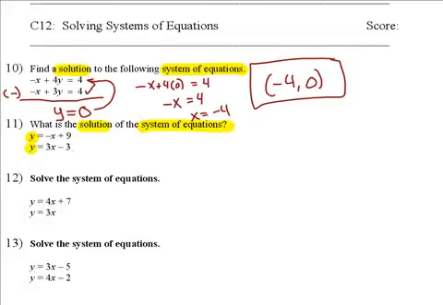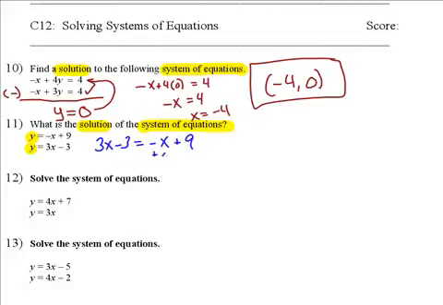If both these things equal y, then they have to be equal to each other. Like if y was 10 in both cases, then 3x minus 3 would be 10, and negative x plus 9 would be 10. In other words, they're the same. They have to equal each other. So we can set up this little equation with just x's in it now and solve.